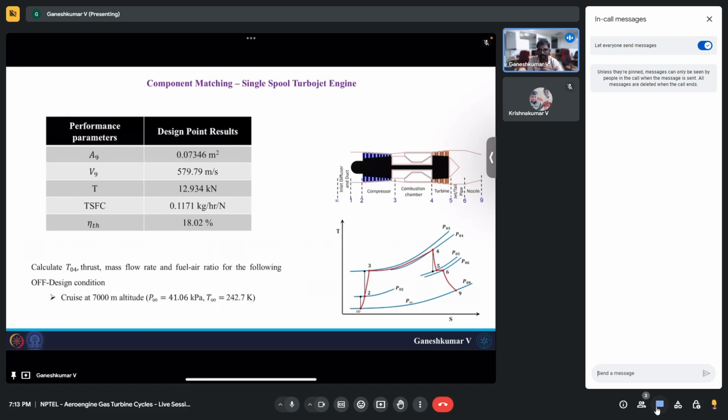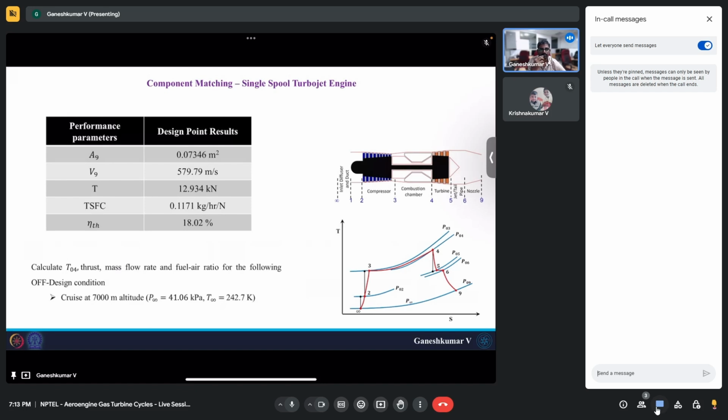Anyway, those are not relevant here, but this thrust is what you got for the ground condition, and TSFC and thermal efficiencies are given. So this is the design point. You can also do the design calculation and come up with A9, V9, and T, and it is going to be something like this. Now what has been asked in this problem is: this is designed for ground, and now I want to fly at a certain altitude. Let's say you are cruising at an altitude of 7,000 meters. When you are cruising at that altitude, what is going to be your P infinity?